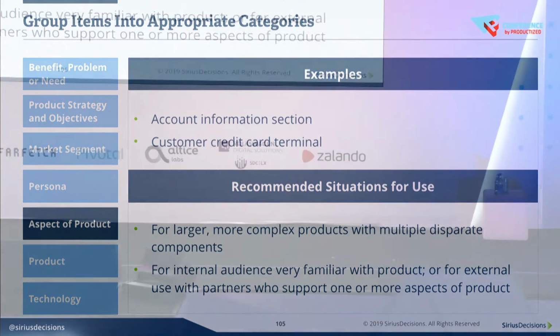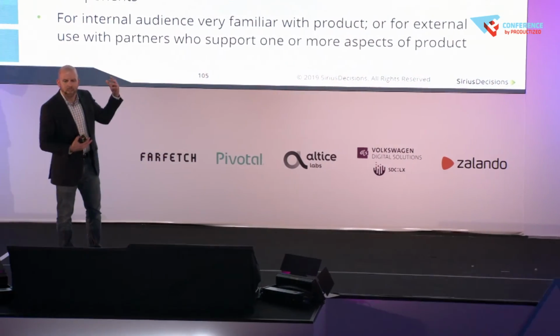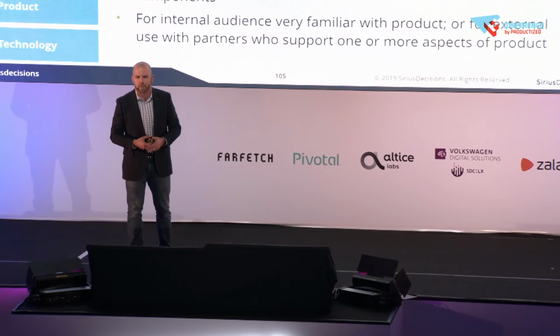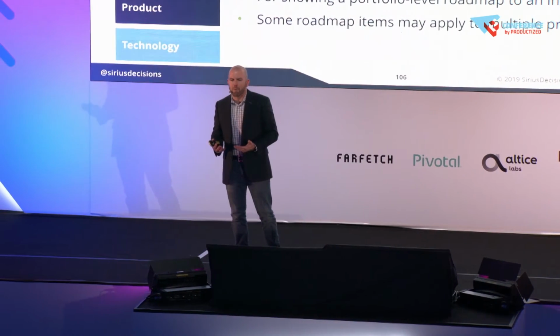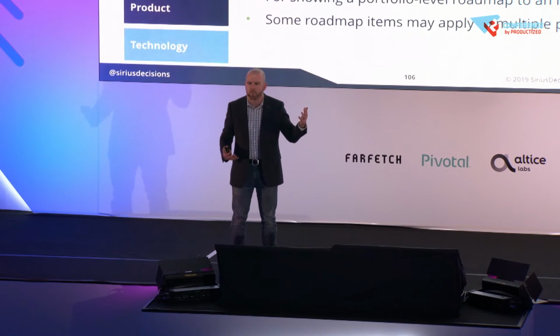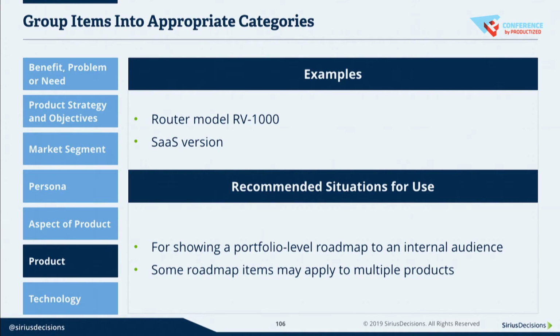Or if you have an internal audience that's very familiar with their product, again, they understand what those differences are, versus showing this to a customer may not make as much sense. If you're trying to do a portfolio roadmap and look at all the different roadmaps across different products, right? We can have different rows that represent different products. This is particularly useful if you have an enhancement or a change in one product that will be impacting another one.